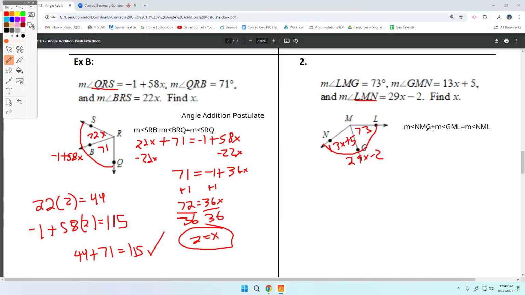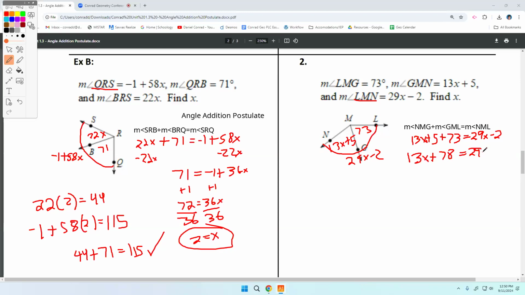Okay, we're going to substitute in. NMG is 13x plus 5. Right, same as GMN, right? Doesn't matter if it's called angle GMN or angle NMG. Plus the measure of angle GML is 73 equals the whole thing, which is 29x minus 2. We need to combine like terms first, so I'm going to have 13x plus 78.